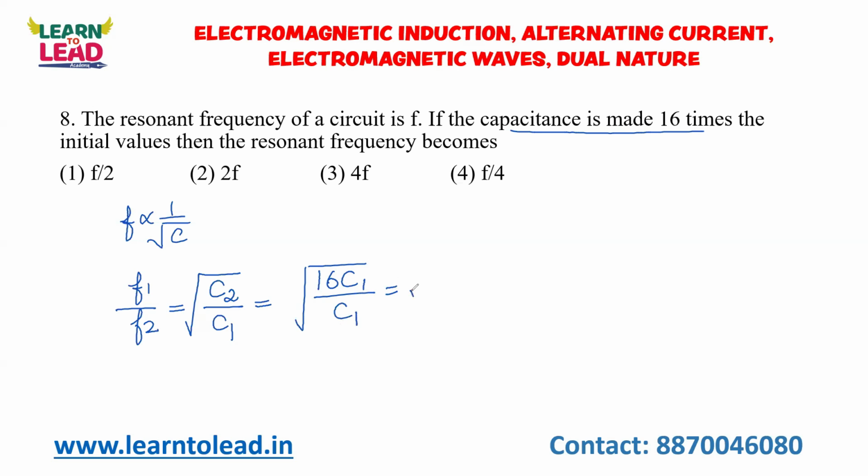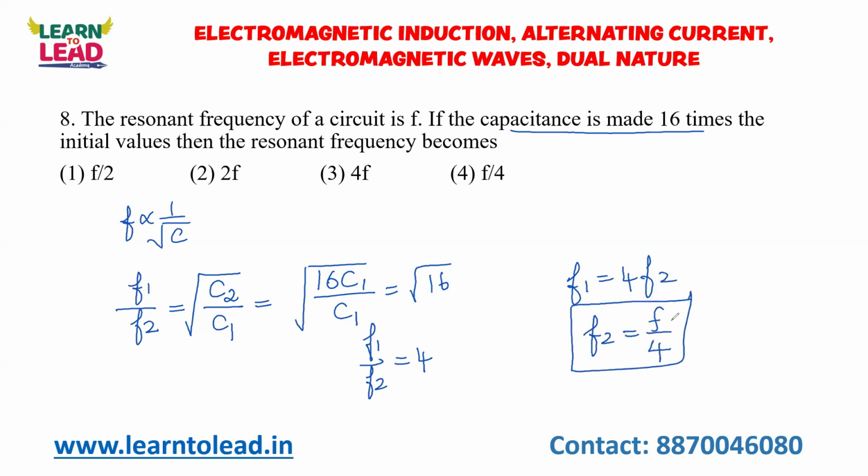So C1 will cancel. Square root of 16. So F1 by F2 is equal to 4. So F1 is equal to 4 times F2. So F2 is equal to F by 4. Okay. Option 4 is your answer.